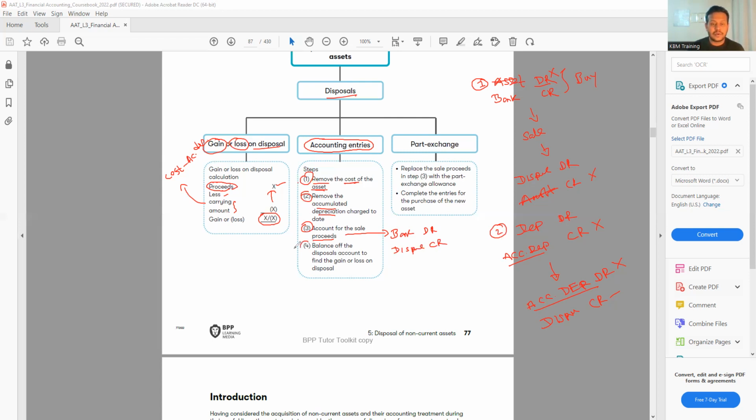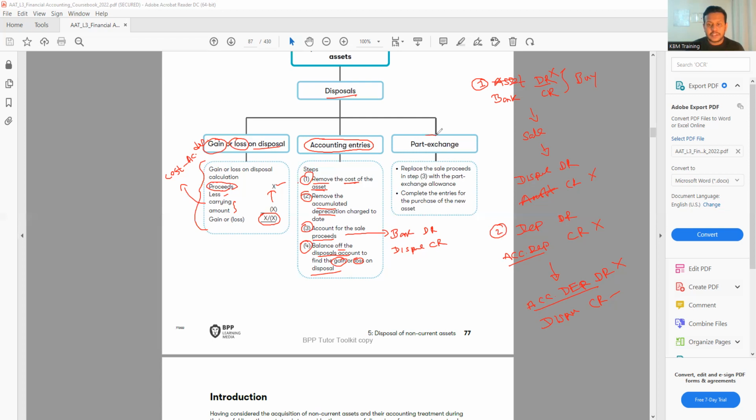Finally, step number 4, we need to look at whether I make any profit, that means gain or loss, by selling this asset. So balance the disposal account to find the gain or loss on disposal. I need to find out: do I make any gain or loss by selling this non-current asset? Now you can see here we have the format to find it out. Did I make a gain or loss?